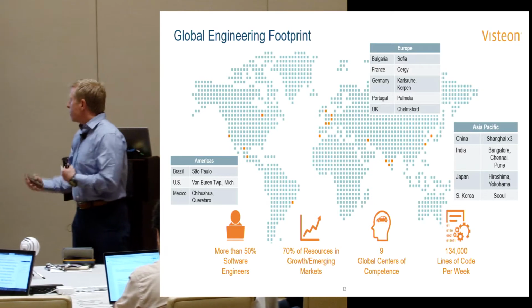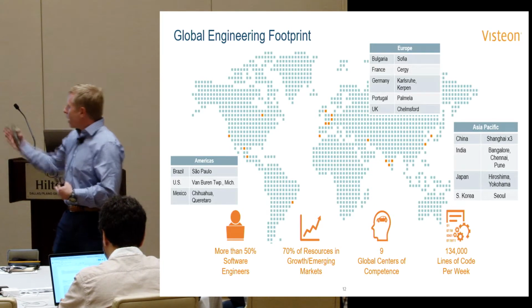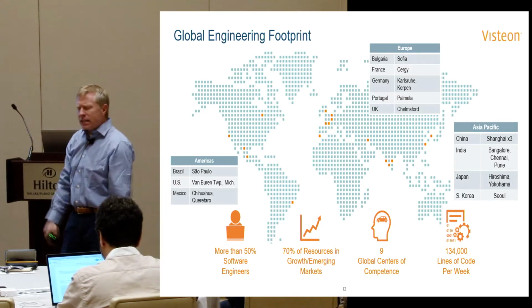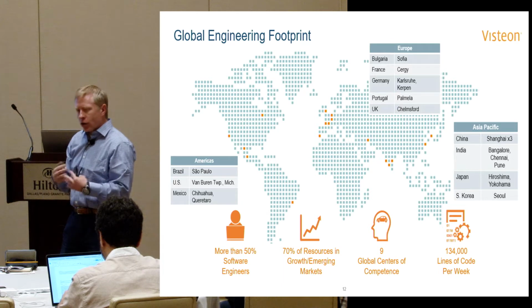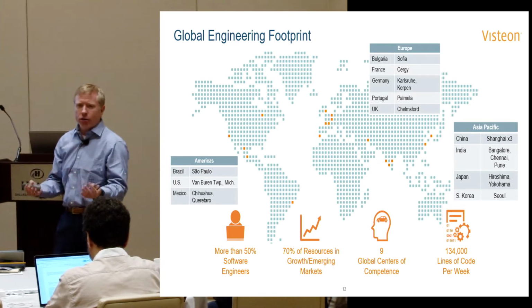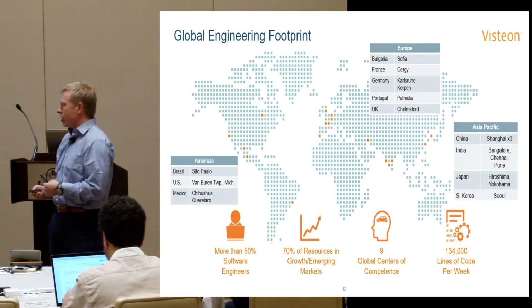Engineering footprint. What's significant here that I like to point out is, I'm in that little orange dot on the upper left. About 50%, roughly north of that, of our engineering is in software, and we produce somewhere around 134,000 lines of code a week was the latest metric. So again, we're not a small team.